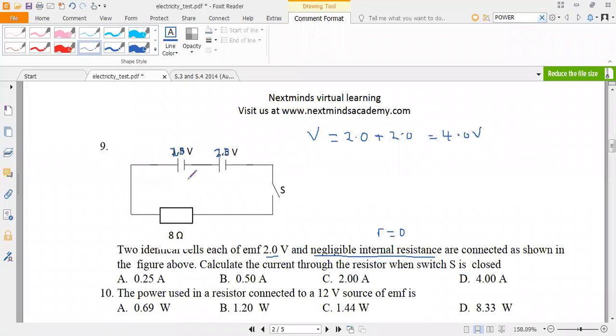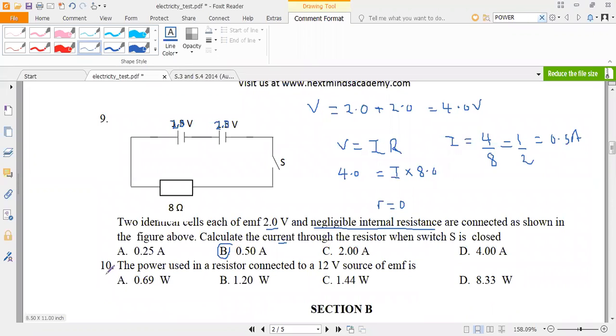So we can go ahead and calculate the current using V equals IR. This is a very important equation, especially when we are dealing with electricity. The V, we found it as 4.0 volts. This is equivalent to I, which we don't know, multiplied by the resistance. There is only one external resistor, so the resistance is 8.0. So the current will be 4 divided by 8, which is a half, or 0.5 amperes. So the answer for this is 0.50 amperes.